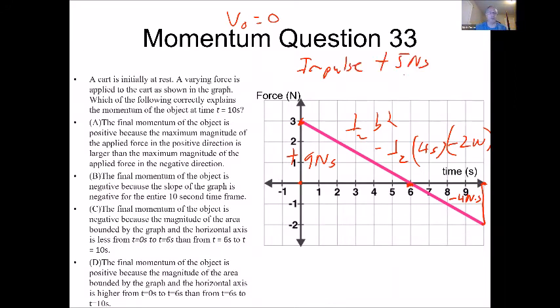So that being the case, if you look at your answer choices, it's looking like our best answer here is D. And that's because the final momentum of the object is positive, because the area under that curve between 0 and 6 seconds, 9 Newton seconds, is higher than the negative impulse applied from 6 to 10 seconds, -4. So since we have a positive impulse, we're going to have a positive change in momentum.